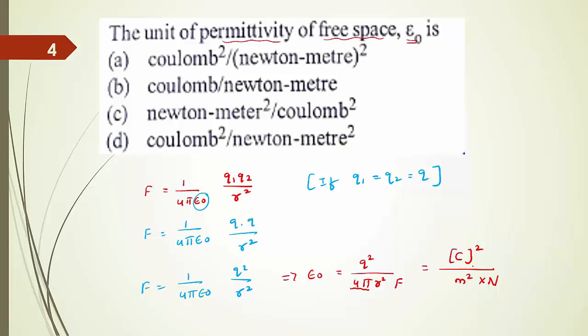So what is the unit? Coulomb square. You can observe here coulomb square per Newton meter square. Coulomb square per meter square Newton, or Newton meter square. So that indicates option D is the right answer.